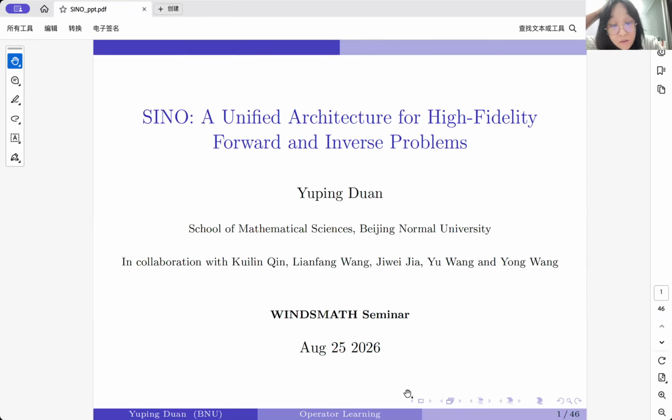Many physical systems can be described by differential or integral equations. The first example is the time-dependent PDEs, and the second example is the Fredholm integral equation of the second kind, which is widely used to model imaging problems. For example, the Radon transform is also a kind of Fredholm integral equation. In operator learning, the goal is not to learn one particular solution. Instead, we learn a mapping from an input function to an output function.